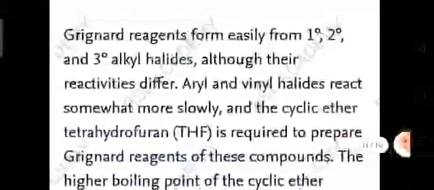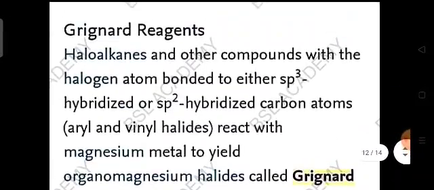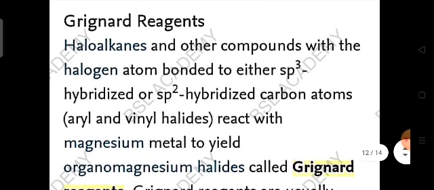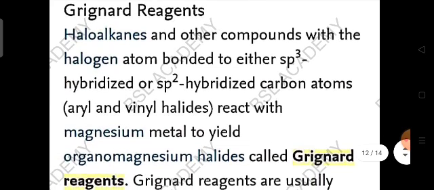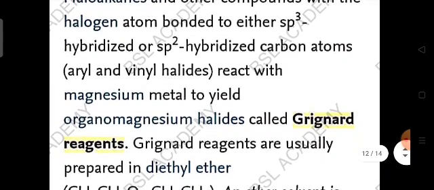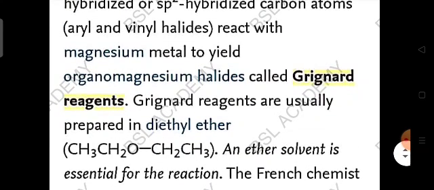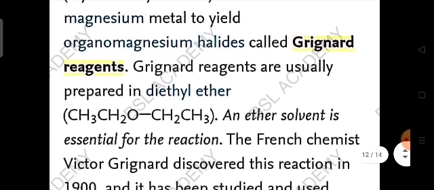Now next we will talk about Grignard reagent. So haloalkanes and other compounds with halogen atom bonded to either sp3 hybridized or sp2 hybridized carbon atoms, or aryl and vinyl halides, react with magnesium metal to yield organomagnesium halides called Grignard reagent. Grignard reagents are usually prepared in diethyl ether.